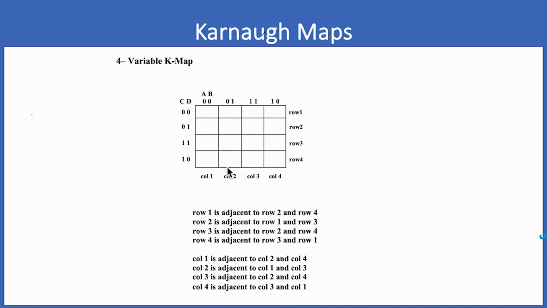Okay, here's a 4-variable map. And in a 4-variable map, again, instead of having 2 columns, we have 4 columns. We have row 1, row 2, row 3, and row 4, but we have 4 columns. 1, 2, 3, 4. Now in this map, again, row 1, this whole row, is adjacent to this whole row 2, and then it loops around, and it's adjacent to this whole row down here. So row 1 is adjacent to row 2, which is right below it, and this one down here.